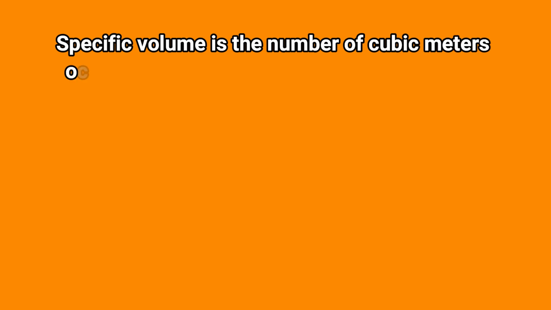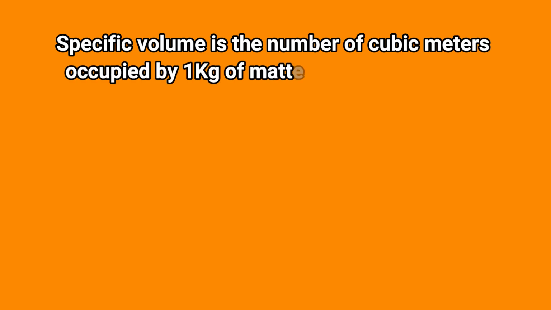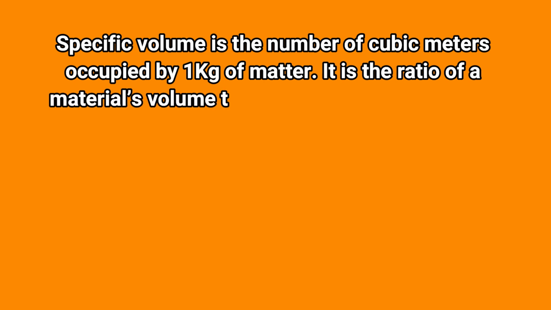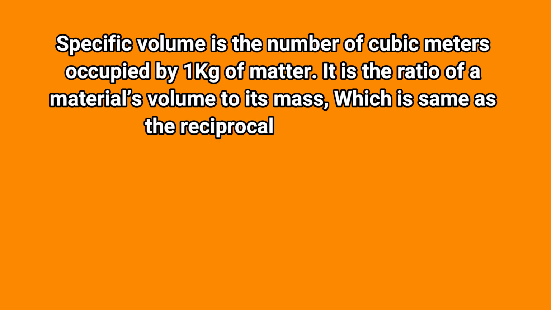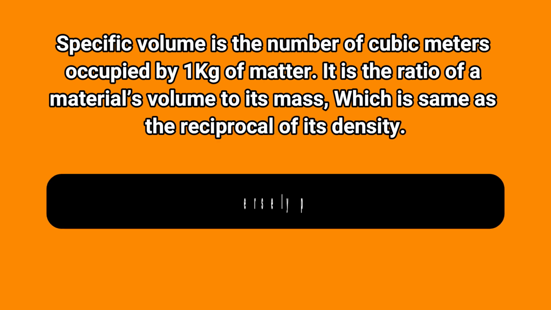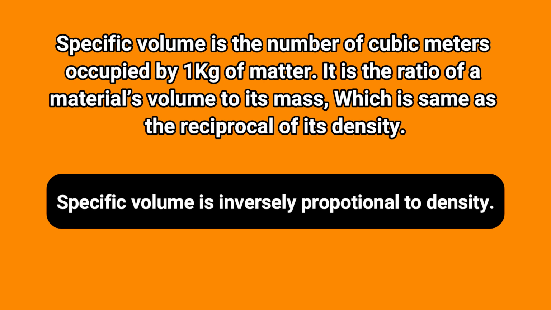Now, the specific volume is the number of cubic meters occupied by 1 kilogram of matter. It is the ratio of a material's volume to its mass, which is the same as the reciprocal of its density. In other words, we can say that specific volume is inversely proportional to density.